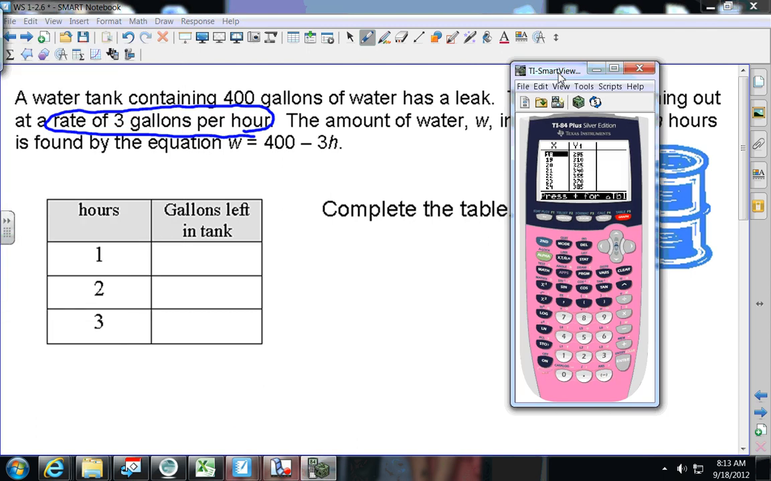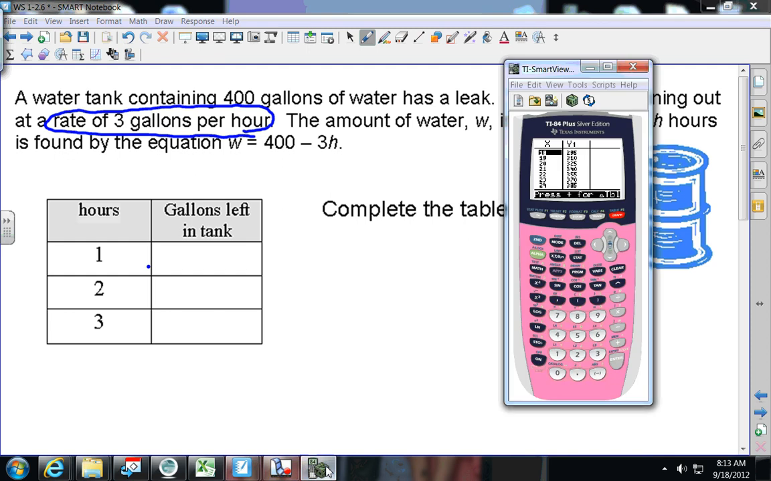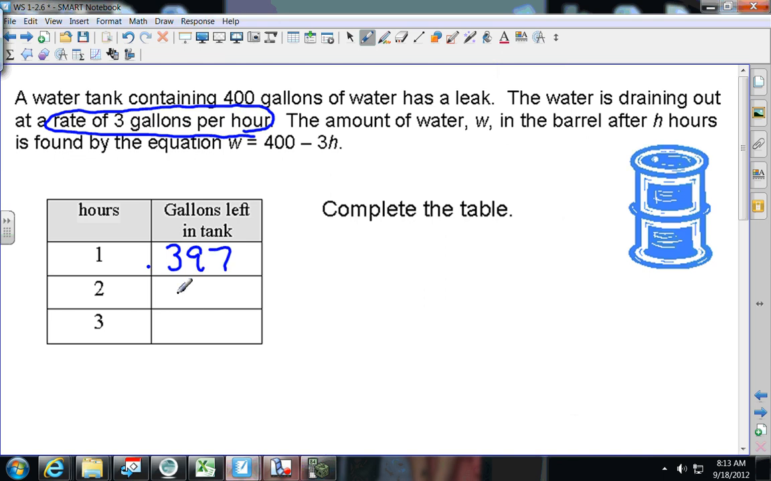Let's grab our calculator and go to y equals, and put in there 400 minus 3. Do I put an H? No, you put in an X. And then I'm going to go second window and go to 0. Second graph. And after 1 hour, how much is in the tank? 397, right? 397. After 2 hours, 394. After three hours, 391.